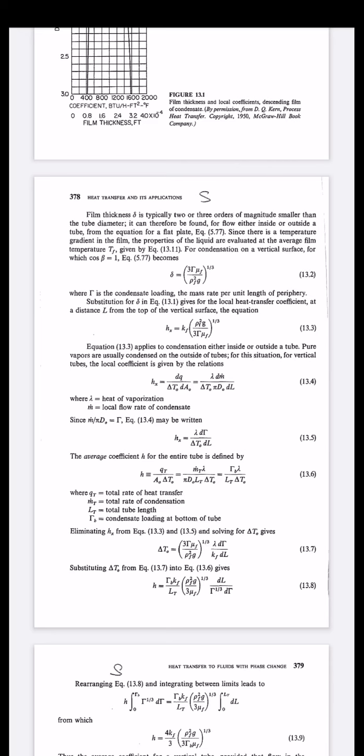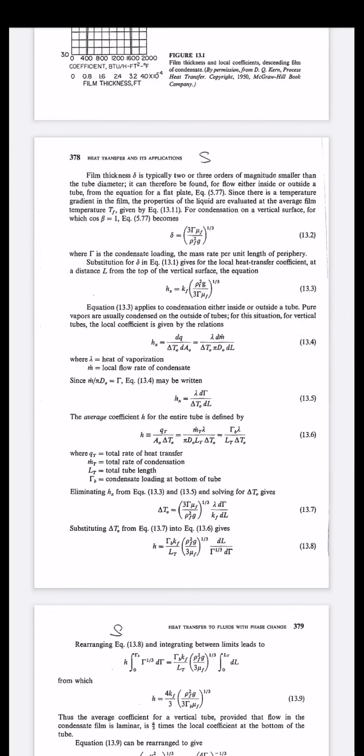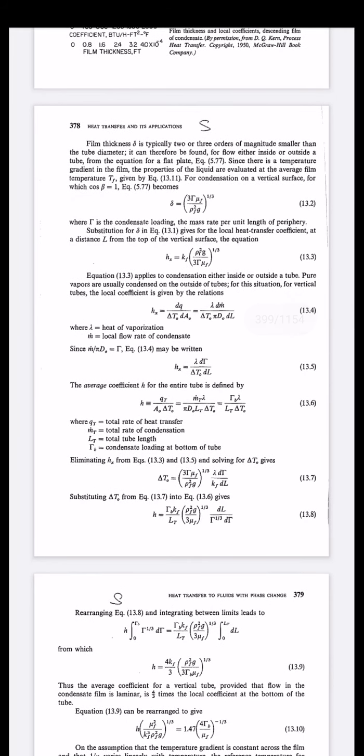Now this equation may be written as hx is equal to lambda d tau upon delta T0 dl, and the average heat transfer coefficient for the entire tube can be defined by h is equal to Qt upon A0 delta T0, is equal to m dot t lambda upon pi d0 Lt delta T0, where delta T0, the temperature gradient at the outside, is equal to lambda tau b upon Lt delta T0. Here Qt is nothing but the total rate of heat transfer, m dot t is nothing but the total rate of condensation, Lt is nothing but the total length of the tube, and tau b is nothing but the condensate loading at the bottom of the tube.